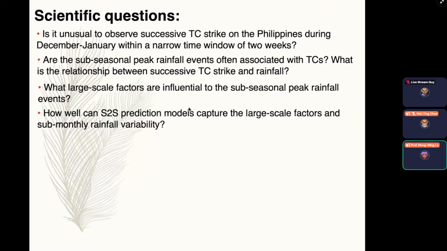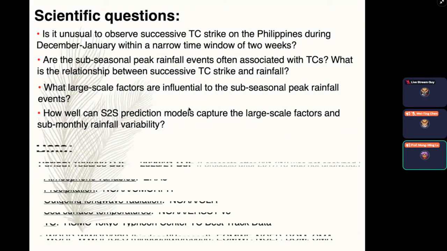And are the sub-seasonal peak rainfall events often associated with tropical cyclones? And what is the relationship between successive TC strikes and the rainfall? And the third question is, what large-scale factors are influential to the sub-seasonal peak rainfall event? And finally, we want to know how well S2S prediction models can capture the large-scale factors and the sub-monthly rainfall variability.